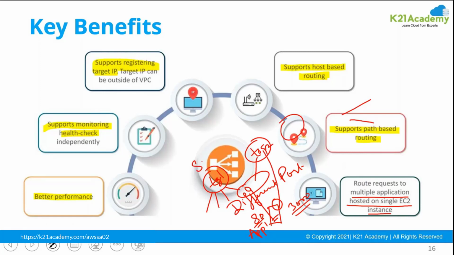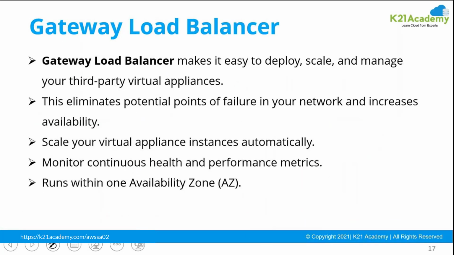So if the user hits with port number 80, the web server will respond. If the user hits on port number 3000, the Node.js application will respond. So it works like this. So this is the benefit that we get.